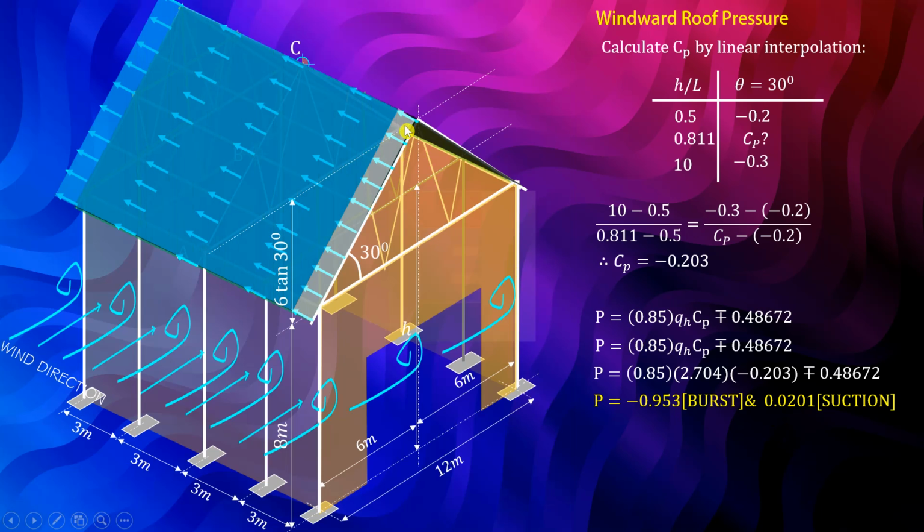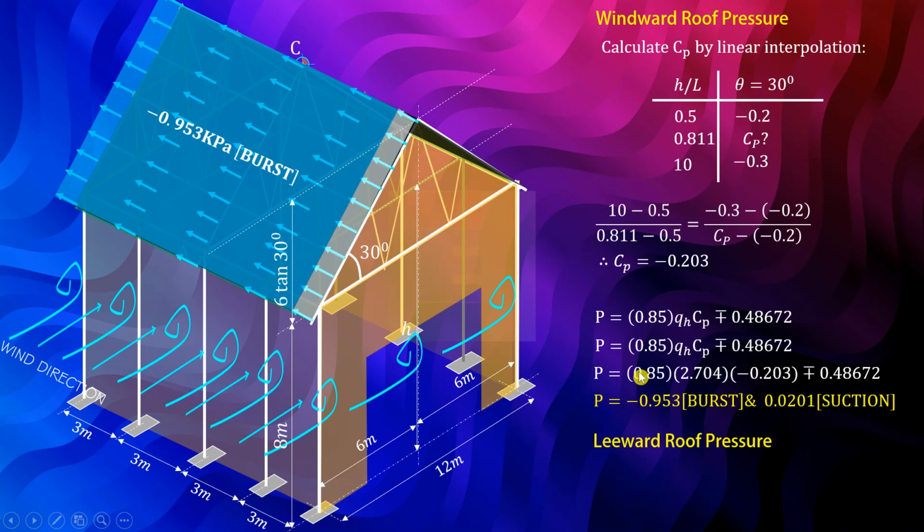So ito yan. Meron siyang negative sign, so away sa surface. Kung positive sign, baliktad yan. Okay? So, ito siya is 0.953 kPa. So, we have negative 0.953 kPa for the burst condition.